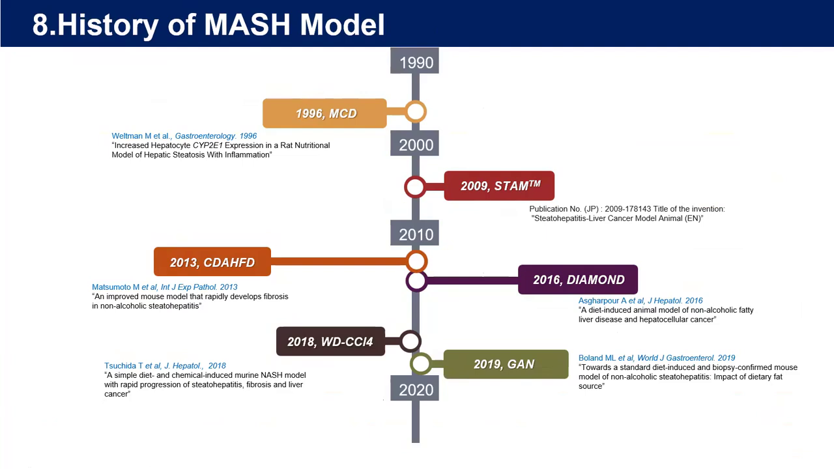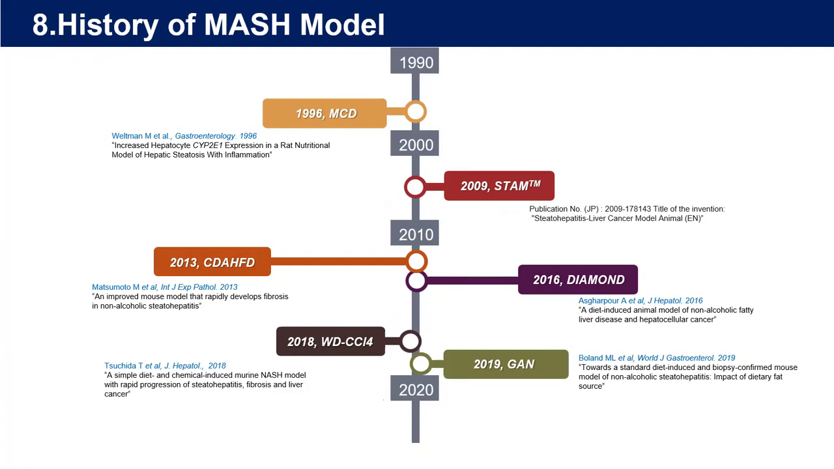This one shows the history of MASH models. This slide lists representative MASH models in chronological order of their development. First, the MCD model was used in 1996. While it could reproduce fatty liver and inflammation, it had a limitation of not being accompanied by weight loss or metabolic abnormalities, making it a model that diverged from human pathology. And next, in 2009, a company developed the STAM model. A major feature of this model is its ability to evaluate the progression from MASH to liver cancer as a continuous process.